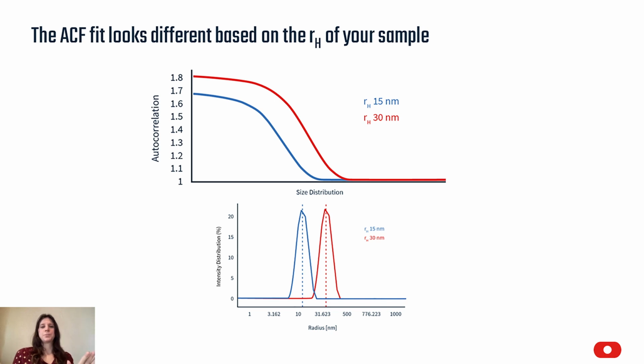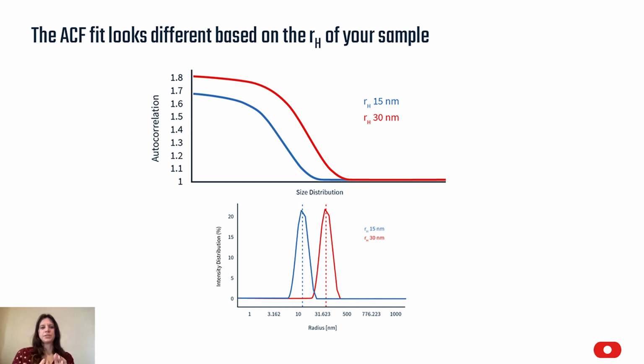As an illustration, here's an overlay of 2 different monodispersed samples. These samples were collected at separate times and placed on top of each other for clarity. In red, we have a particle that is 60 nanometers in diameter or 30 nanometers in radius. And in blue, the particle is half that size.